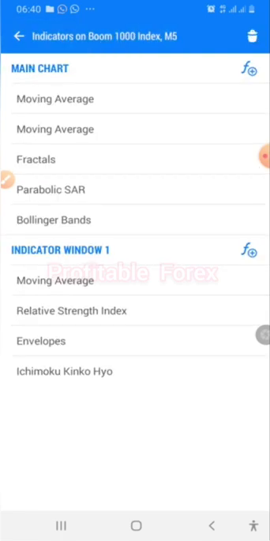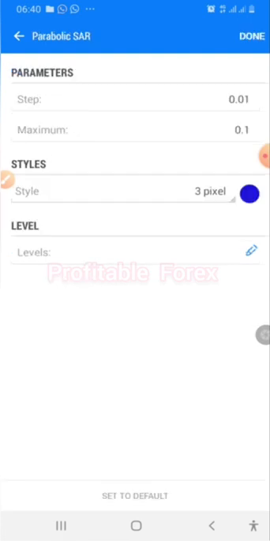And click on done. And we have the parabolic SAR, very necessary. The parameters: the step is 0.01 and the maximum is 0.1, the style is 3 pixel, and the color is blue. There are no levels, so leave the levels empty. Please write down the setup or screenshot them so you don't miss the setup with other strategies.